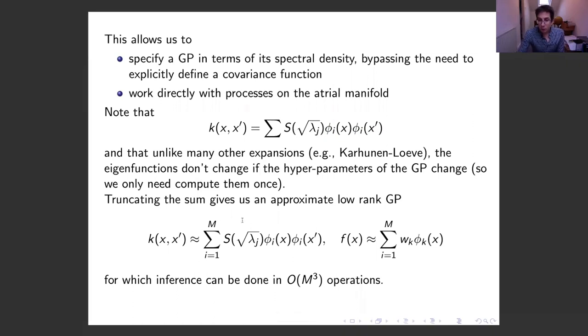And again, what we're going to do, we're going to truncate this expansion. So, the original approximation was valid for an infinite sum here. We're just going to take the leading order terms, the most important terms in this sum. And this is going to give us a reduced rank, a low rank GP. So instead of working with an infinite dimensional thing, we're just going to truncate to m terms in here and work with this small lower dimensional set of unknowns.